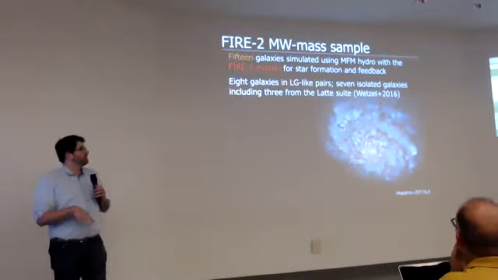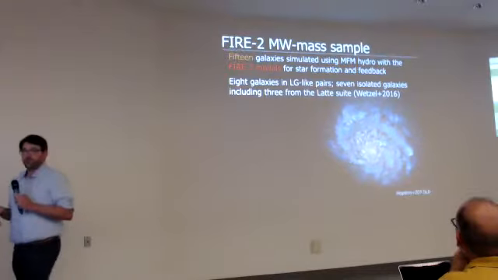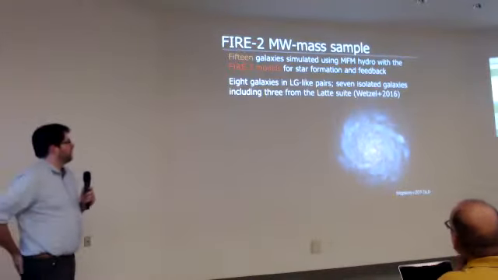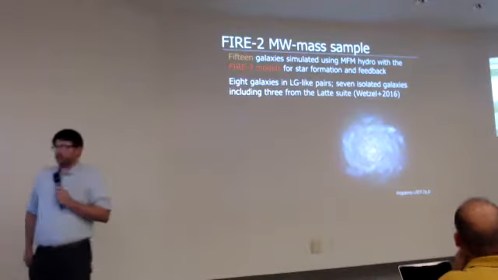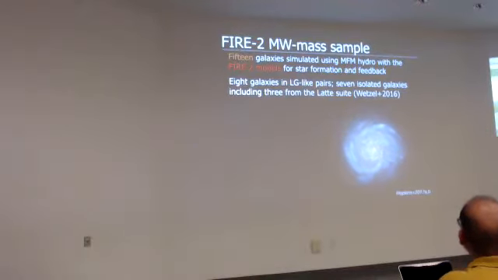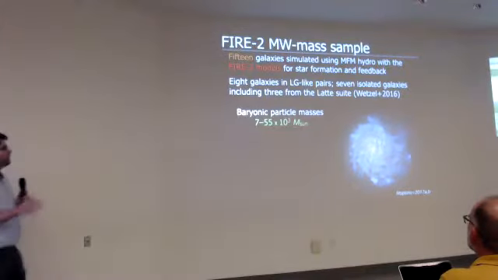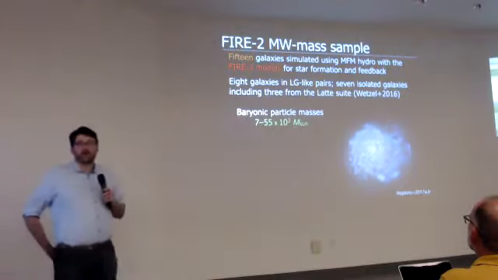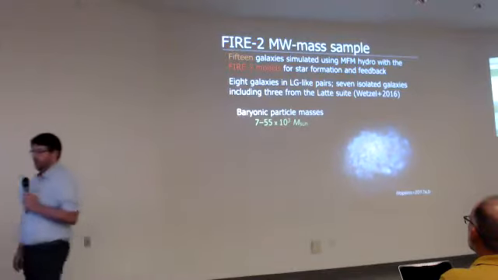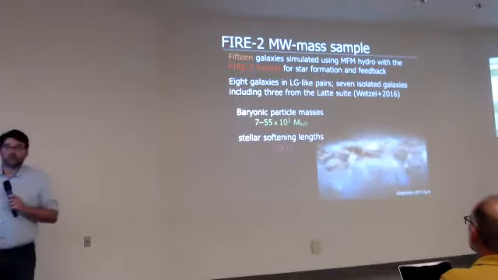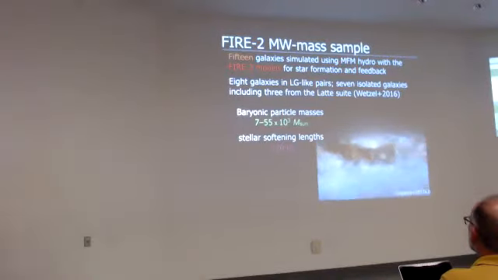3 of those 7 are from the Latte suite that Andrew Wetzel published late last year, I believe. So our baryonic particle masses range from 7,000 in those high-res Latte simulations to 55,000 solar masses. Important for this study, our stellar softening lengths are less than or about 20 parsecs in all cases, so we're confident that we're resolving the scale of the disk.